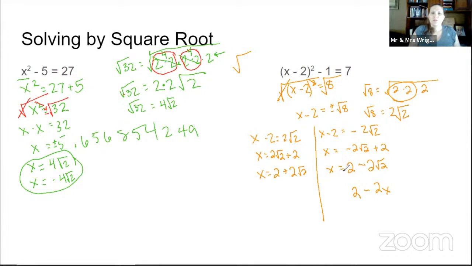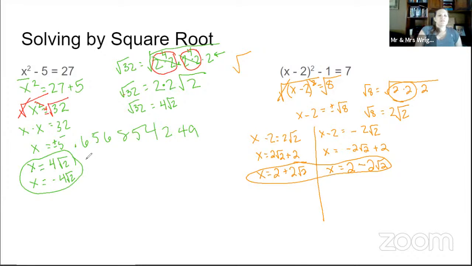So anytime you see a radical and you're thinking about combining like terms, treat them like variables. If it's not exactly the same with an addition or a subtraction, you cannot combine them, okay? So our two answers for this equation are x equals 2 plus 2 square root of 2 and x equals 2 minus 2 square root of 2.